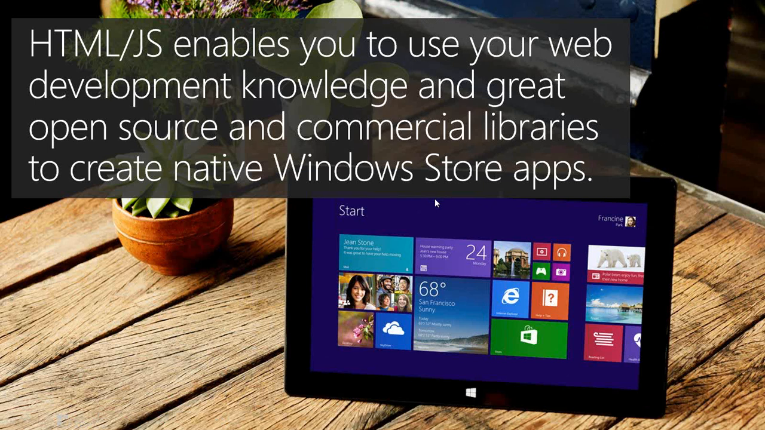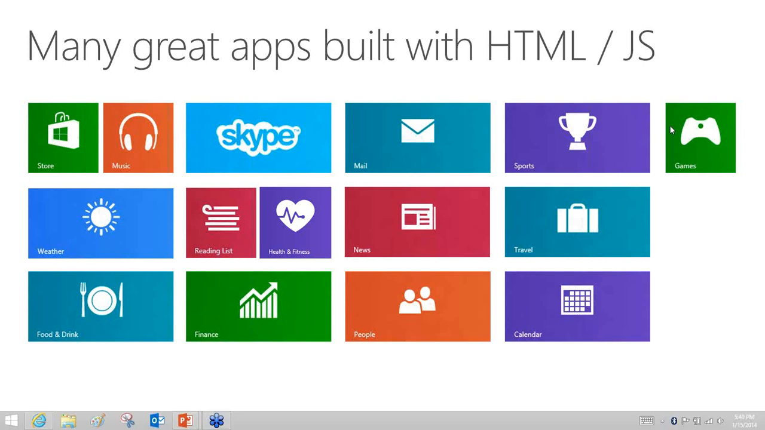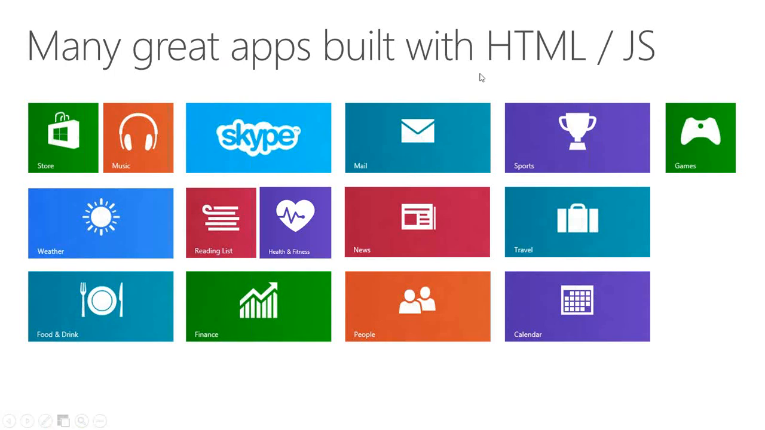To give you an example of some of the apps that are already built using HTML and JavaScript, these are existing live apps that are already in the store. The Windows Store app itself is built using HTML5 and JavaScript. Similarly, the music app, the weather app, the Skype app, the health and fitness app, the finance app that you just saw where I showed you the BSE Sensex, the mail app, the news app, the people app, all of these are built using HTML5 and JavaScript.